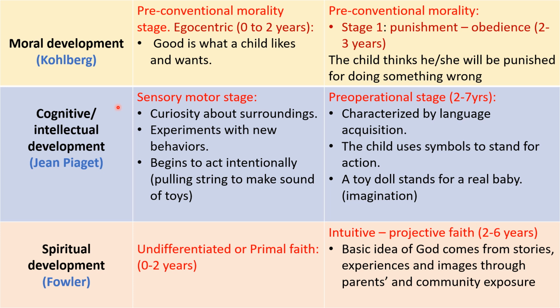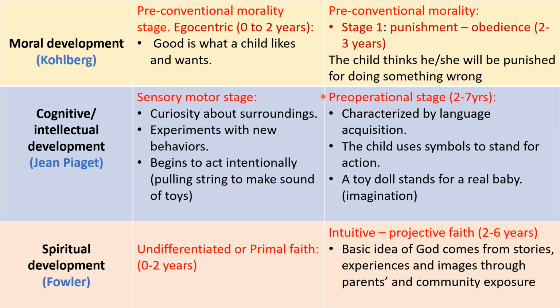Next stage is cognitive or intellectual development given by Jean Piaget. In cognitive development, the child gets intellectual development through sense organs. That is the sensory motor stage. So the child is curious about the surroundings. The child will be touching and feeling and understanding everything with the sense organs. They experiment with new behaviors. They begin to act intentionally. For example, when they get a squeezing toy which makes sounds, they try to squeeze the toy again to hear the sound. So that is the sensory motor stage.